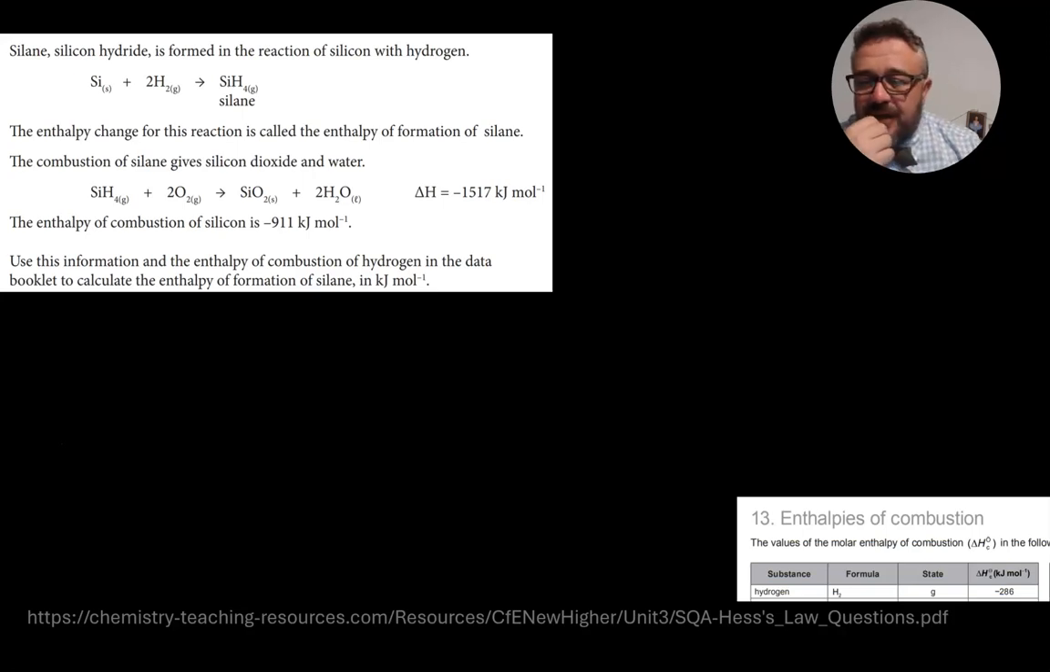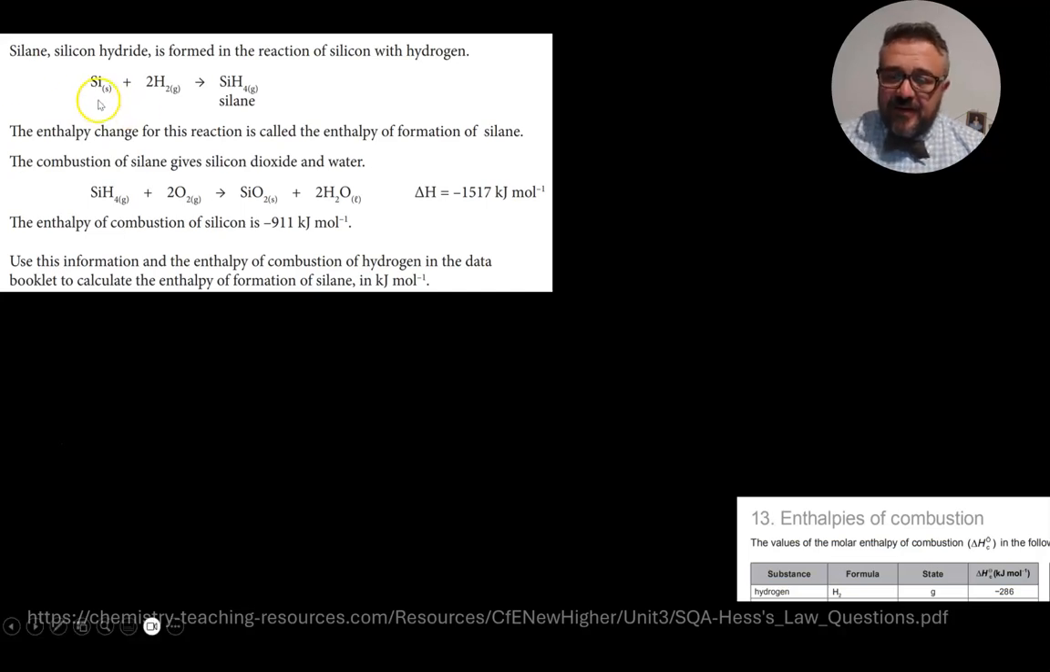Makes sense. Si solid plus 2 hydrogen gases gives us silane as a gas. Fun reaction, because you've got a solid turning into a gas when we add another gas to it. That's pretty cool. It's also not a reaction you can do in a school lab. So the enthalpy change for this reaction is called the enthalpy of formation of silane.